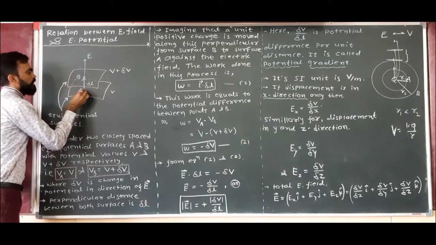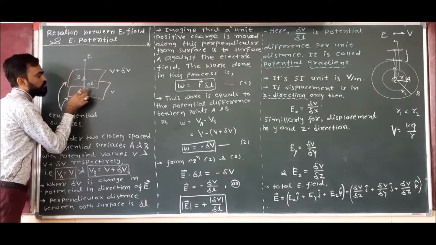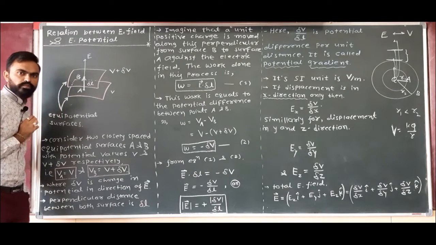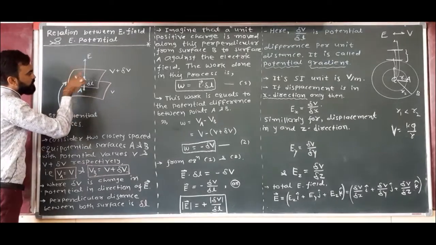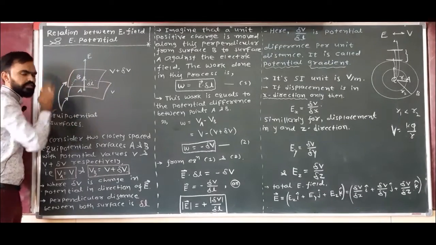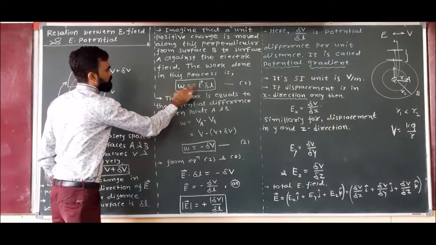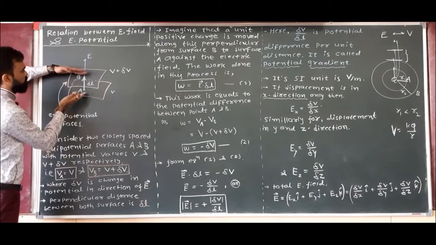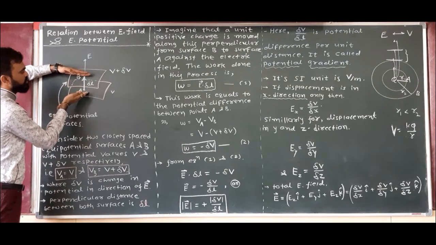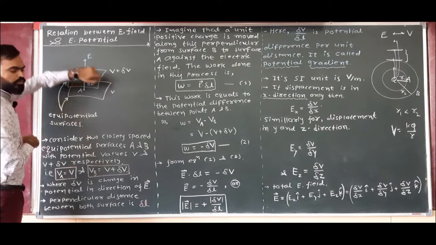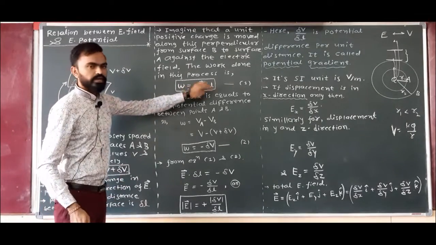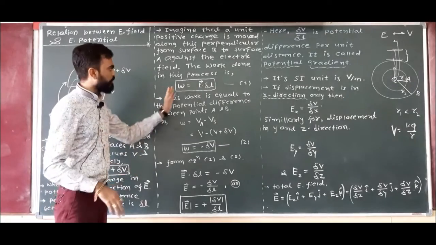So let me move charge from point A to point B, right? What is the electrical field in this vicinity? It is electrical field E, right? And how much distance will it cover while you bring this charge from A to B? Delta L, right? So work done is equal to what? Simply electrical field E into delta L.